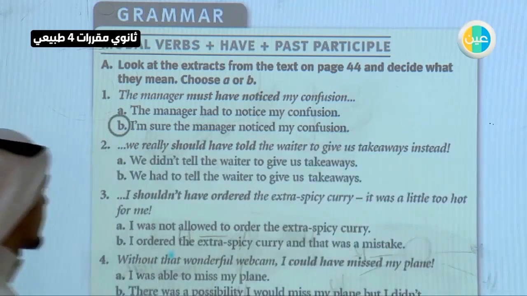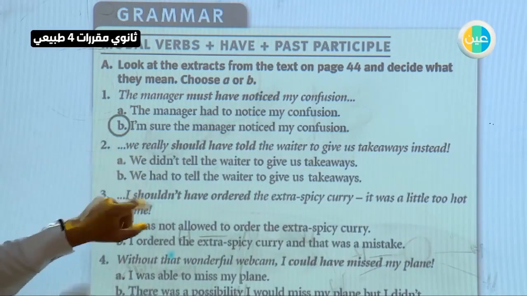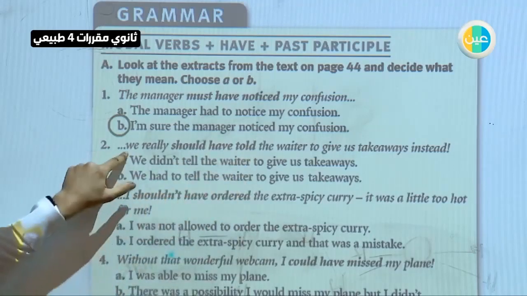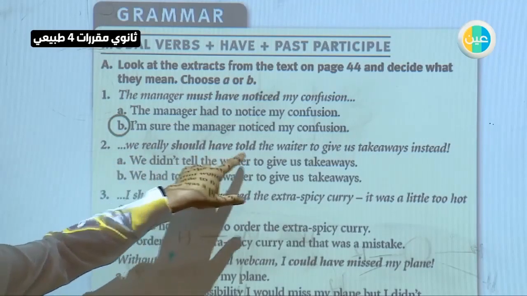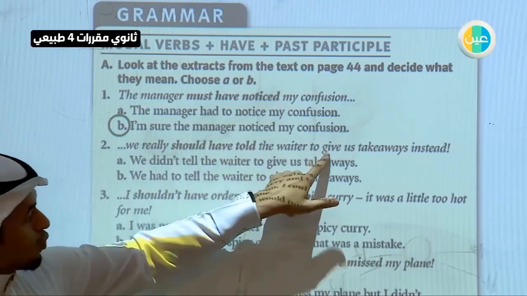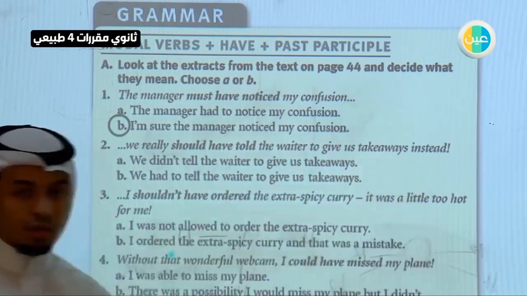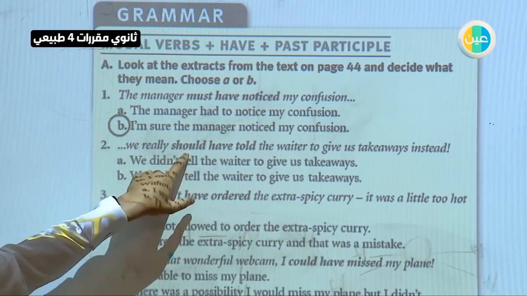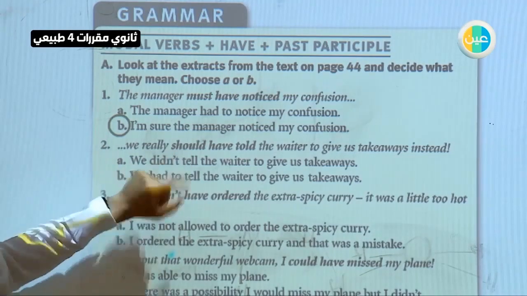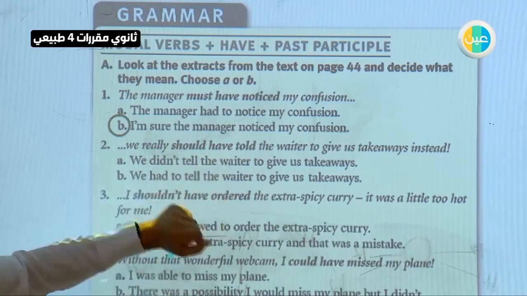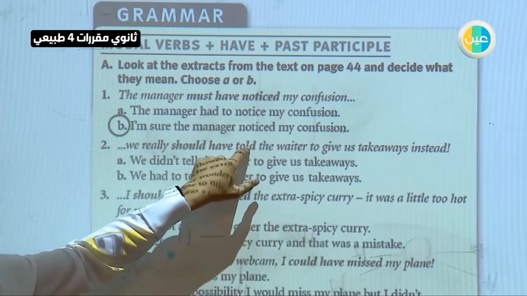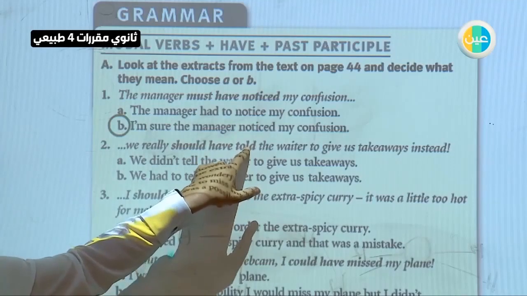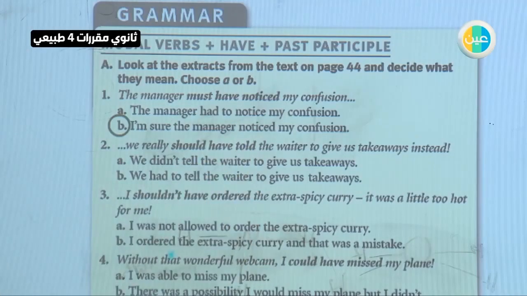2. We really should have told the waiter to give us takeaways instead. Should, the modal verb, plus have, plus told. Told is the past participle from the verb tell.